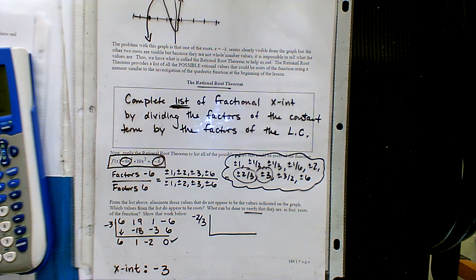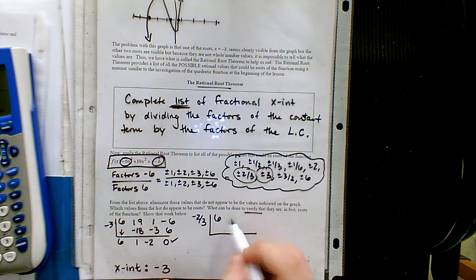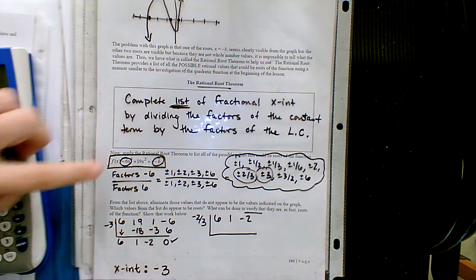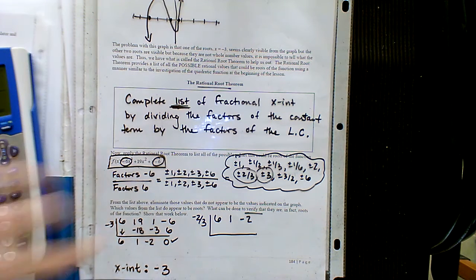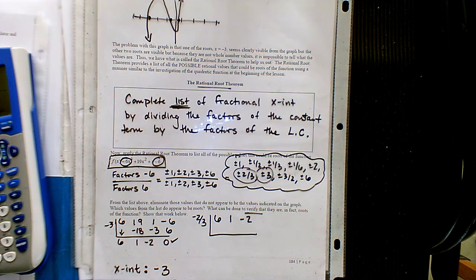Now, since we already did synthetic division once, because we know -3 goes in evenly, let's go ahead and use 6, 1, and -2 as these coefficient values. You could use the original ones again, but notice how this is just 3 numbers instead of 4. So it's one less value that you'd have to worry about, but you can use the original ones.